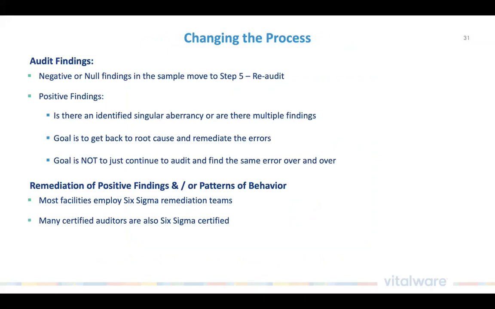When we're going to see the findings, when we compare the results, if there's no finding, if it's working fine, no action needed. But if it isn't fine, then I need to figure out what the aberrancy is, or are there multiple issues? And then I need to go back to the root cause and remediate those issues. And the goal is not to just continue and find some error over and over and over again.